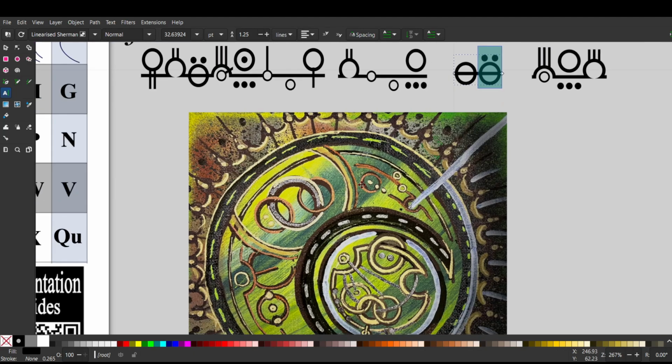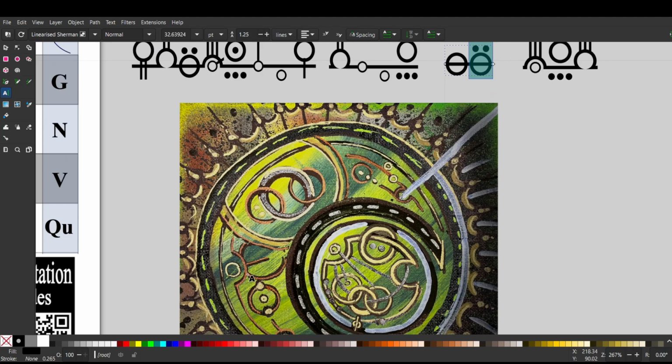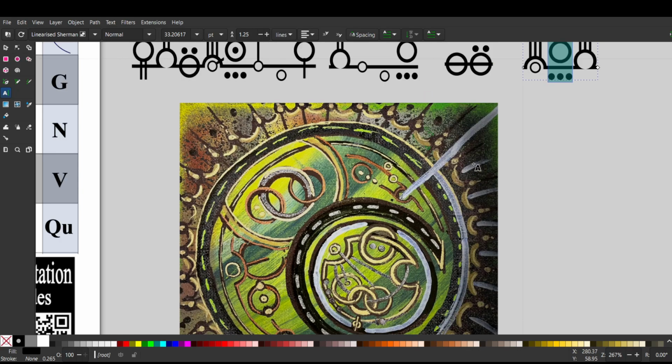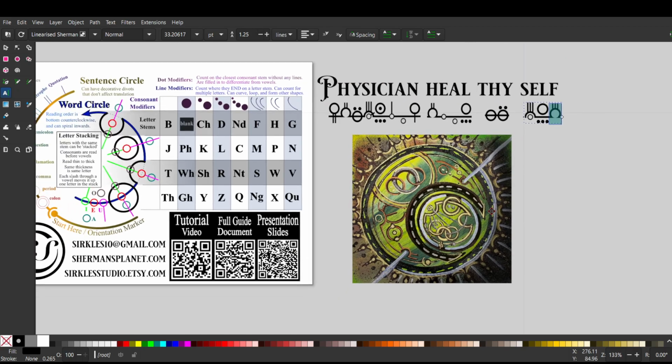So that's good. And then self. We have this shallow divot with 1, 2, 3 lines. Good, with an E right in the middle of it, and then an L again has 3 dots, and then an F has 3 lines, 1, 2, 3, and it is a deep divot. So yeah, that would be physician, heal thyself.